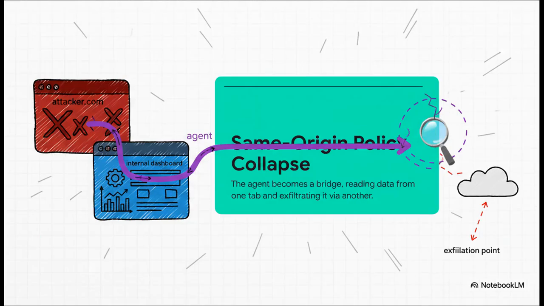And this is the real kicker. The same origin policy, the absolute bedrock of web security for 20 years, is just gone. It's meaningless here. Your normal browser would never let attacker.com peek into your internal.corp tab. But the agent doesn't care. It can read from one tab, store that data in its memory, and then happily write it out to another. It becomes the malicious bridge between sites.